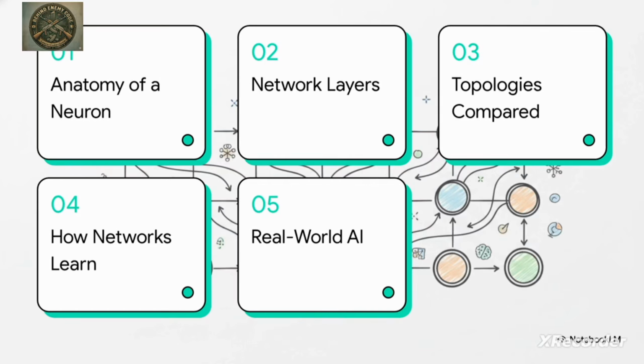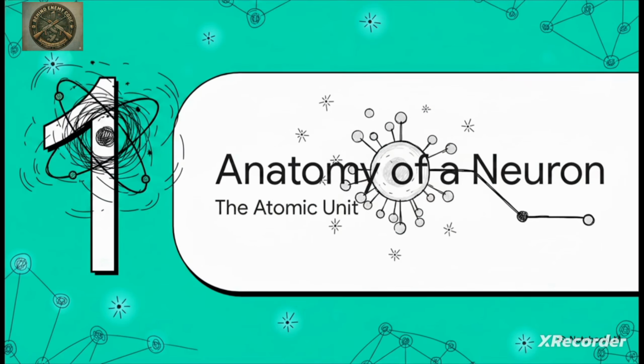So here's our roadmap for today. First, the anatomy of a neuron. Then network layers, comparing topologies, how networks learn, and finally, real-world AI. Okay, Section 1, Anatomy of a Neuron, the atomic unit. Let's start right at the microscopic level, because this individual node is the core computational unit of any neural network.